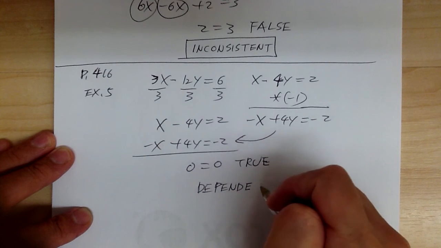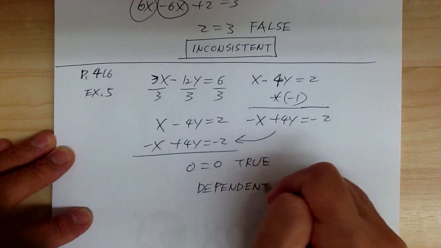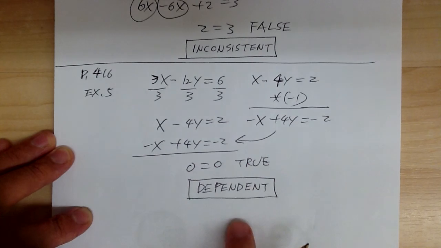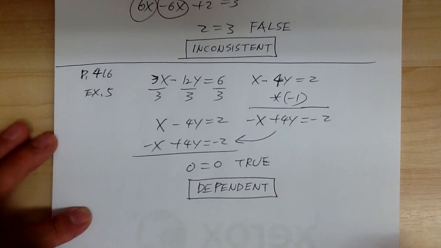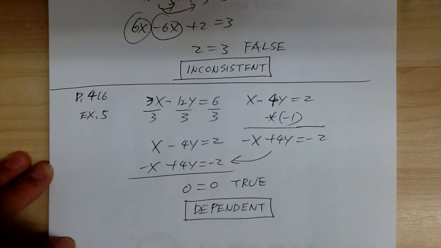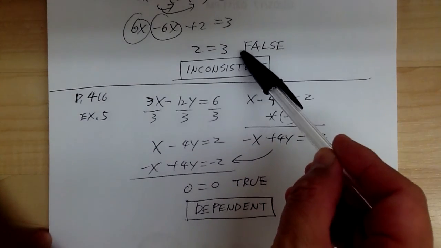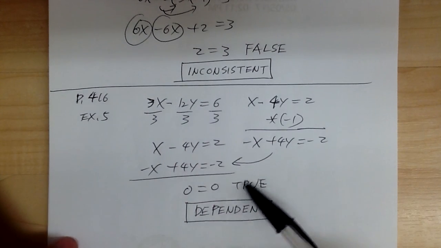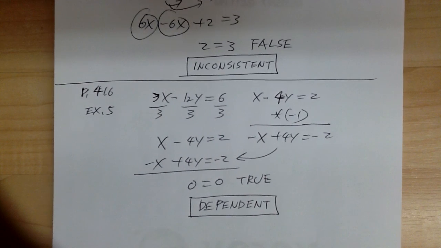Okay, and so this is a dependent equation, right? So again, if it's false, it's inconsistent. If it's true, it's dependent. Just like before, right?